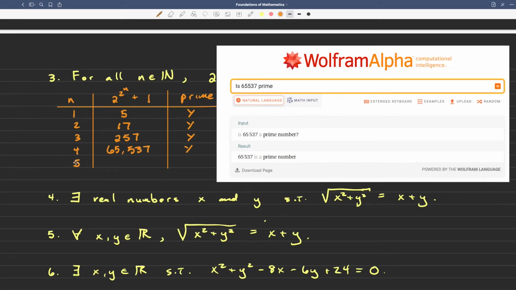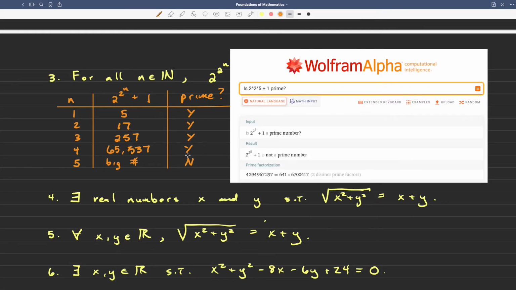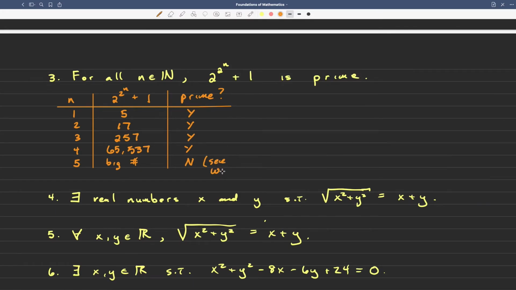It's not until you get to n equals 5 that you get this ginormous number that is not prime. Now, what I did to discover that this number was not prime, I used the computer. I went to Wolfram Alpha and punched in 2 to the 32 plus 1 and said, is this prime? And it said no. And it said how you can factor it. So I'm just going to say C Wolfram Alpha. But the point here is, though, we have found a counterexample, right?